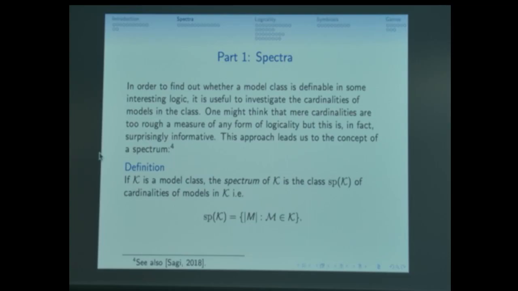So the question is, when is a model class definable in some interesting logic? It's useful to think about the cardinalities of the models in the class, which is well known in model theory. So here's a definition of a spectrum. If we have a model class, we define the spectrum of the class to be the class of cardinalities of models in the class.